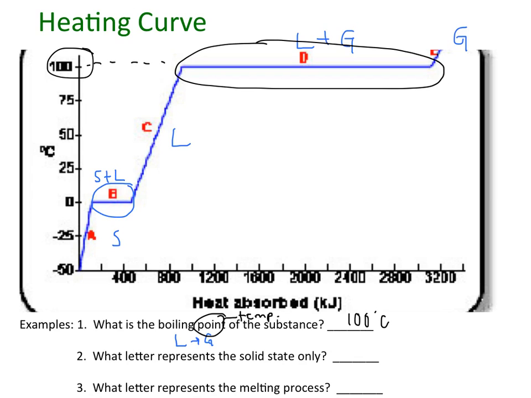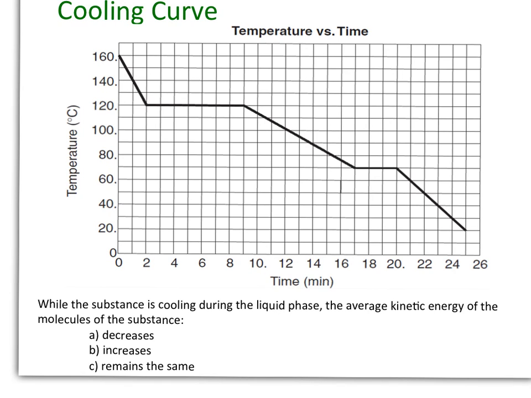Example 2 says, what letter represents the solid state only? Well, we pretty much answered that already. If we come down here to where there's only solid, you'll see that the letter that matches to that is A. This is an example of a cooling curve.